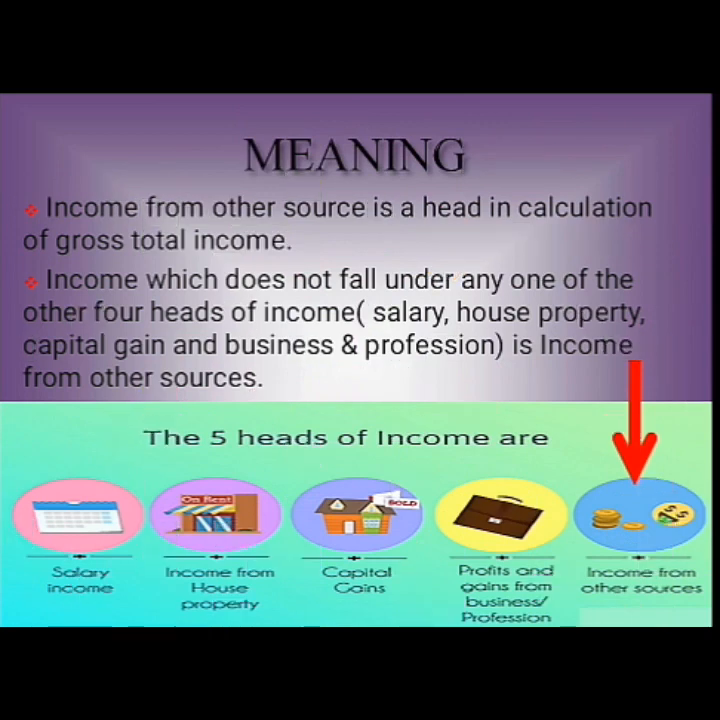Next, meaning. Income from other sources is a head in the calculation of gross total income. Gross total income is calculated for taxation purposes. Income which does not fall under any one of the other 4 heads of income is income from other sources.